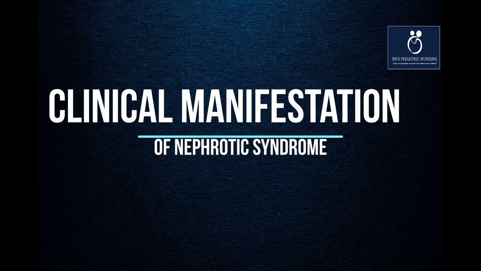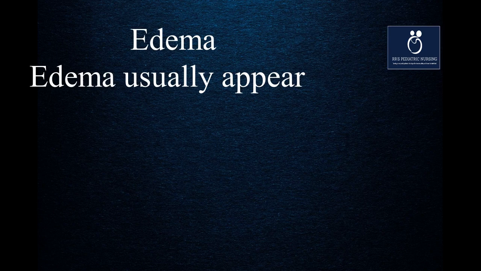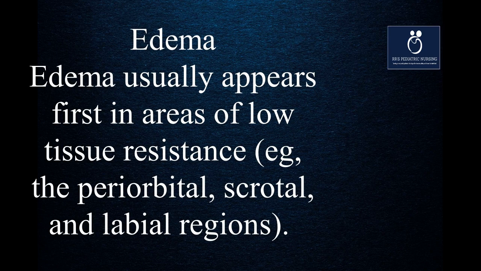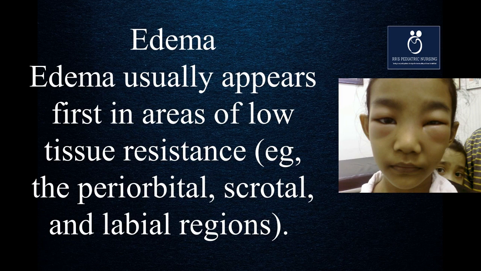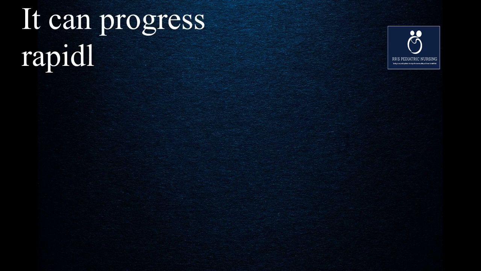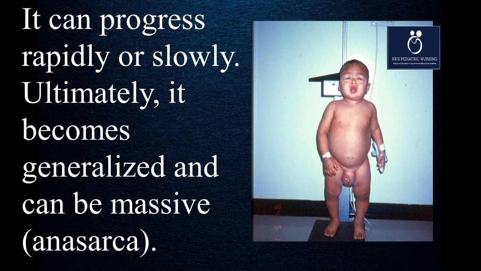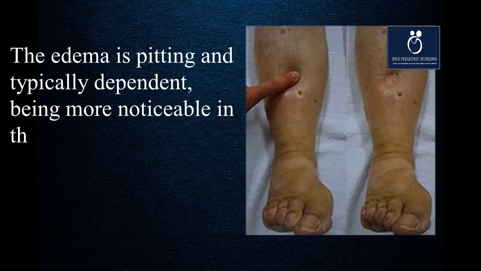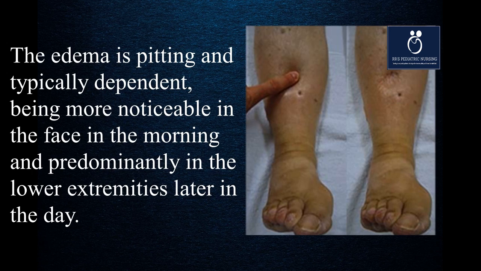Clinical manifestations of nephrotic syndrome appear first in areas of low tissue resistance, for example the periorbital, scrotal, and labial regions. It can progress rapidly or slowly. Ultimately, it becomes generalized and can be massive, called anasarca. The edema is pitting and typically dependent, being more noticeable in the face in the morning and predominantly in the lower extremities later in the day.